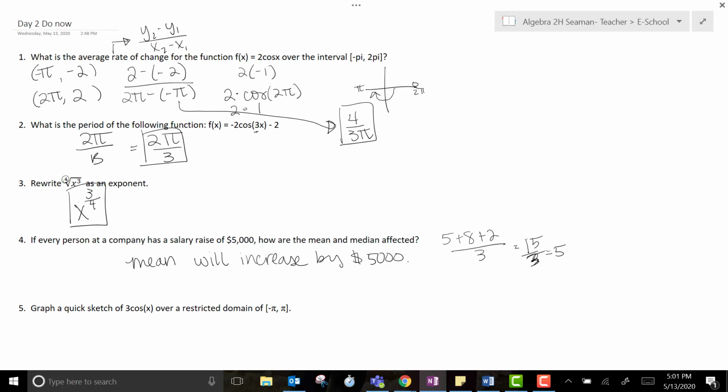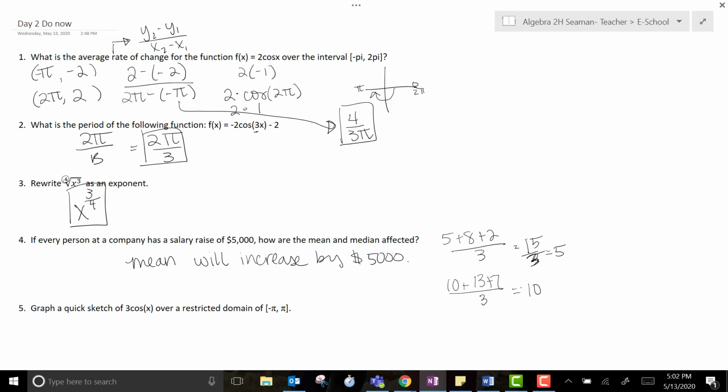Then, if I added 5 to every single one of these values, so if I said 10 plus 13 plus 7 divided by 3, our guess is that it would increase by exactly 5, right? Because each of these values got 5 added to it. And I get, let's see, 30 divided by 3, and so that gives us 10, which is exactly 5 more.